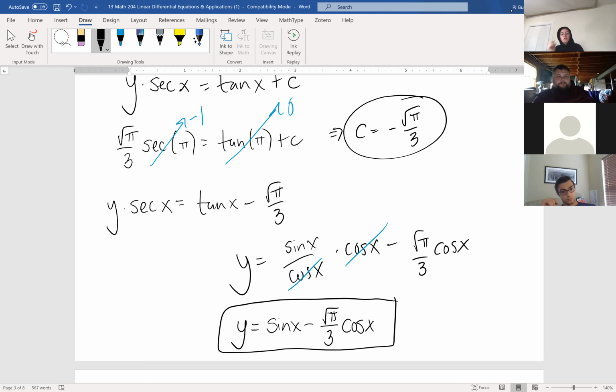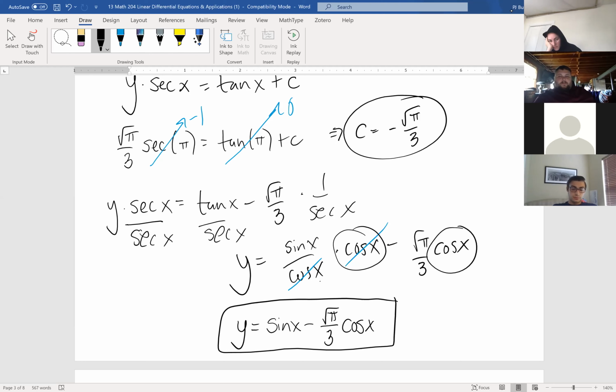So I divided through by secant everywhere, right? And dividing by secant is the same thing as multiplying by cosine. Okay, thank you. And then the other thing was I turned tan into sine over cosine. And you're welcome.